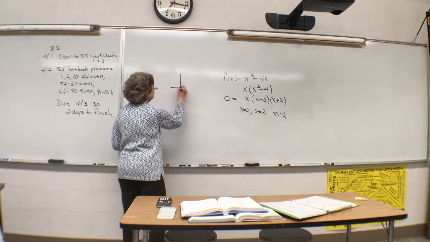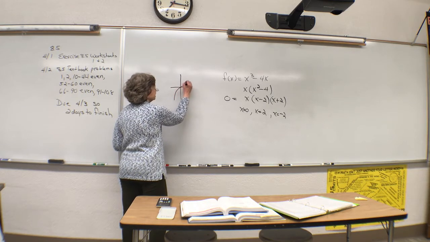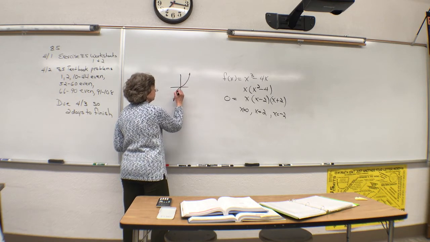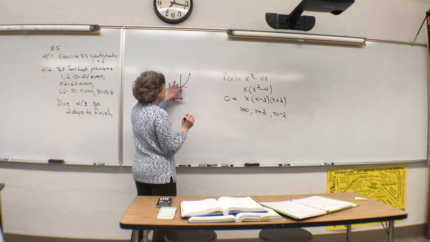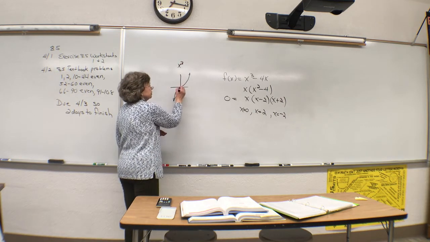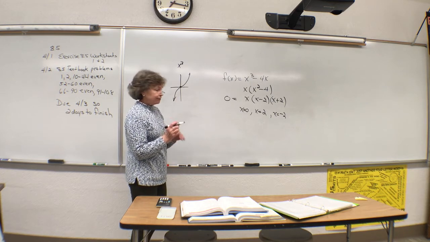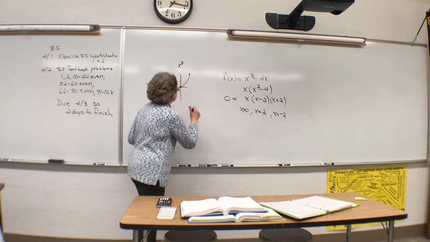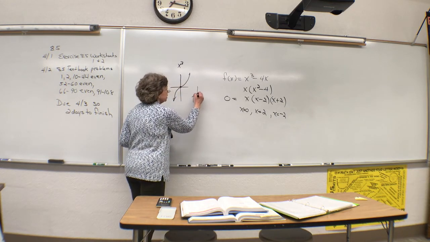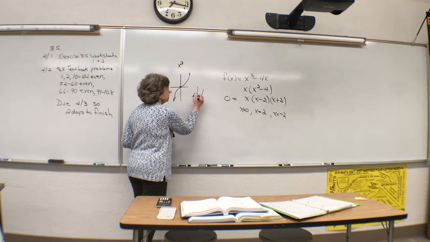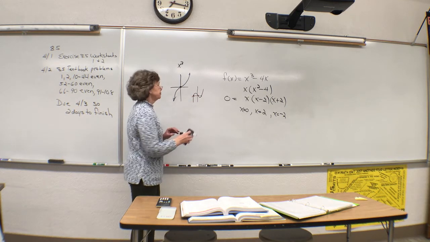So remember, this is the parent function. It's going to come up, the parent function is just x cubed. So it's got 3 zeros right at the origin, multiplicity of 3. As it gets out, I might cross once, twice, 3 times. That could be a cubic function.